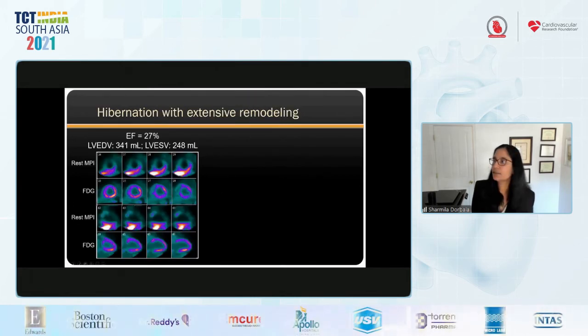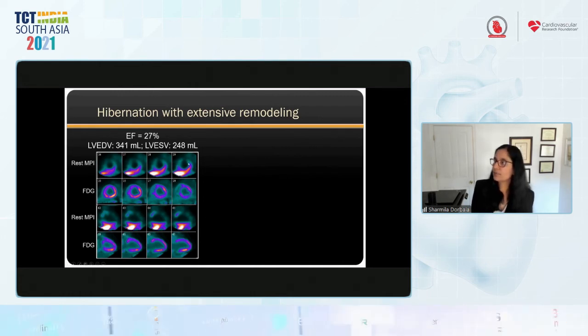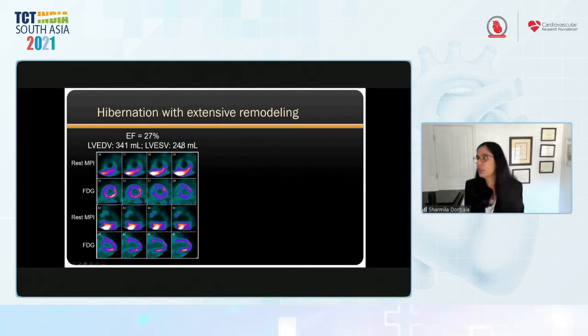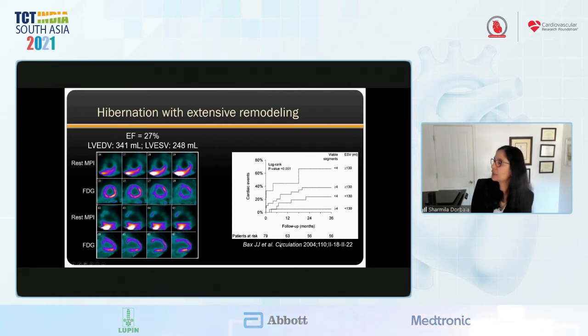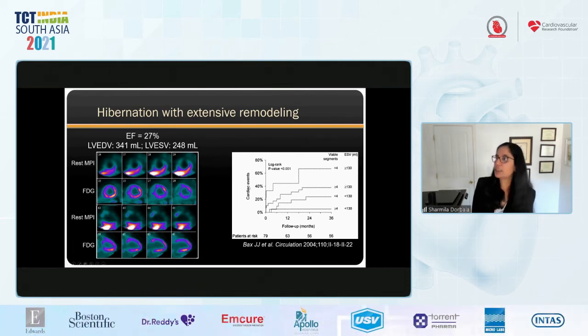There's also data to suggest that in patients who have a low EF and a very remodeled ventricle, so this is an example of a patient with severe anteroseptal defects, showing presence of viability on FDG but a very remodeled ventricle. Data from Dr. Jeroen Bax and colleagues from Leiden shows that even in the presence of myocardial viability, if the patient has a very dilated ventricle with an end-systolic volume of more than 130 in this particular study, these patients have a high rate of cardiac events.